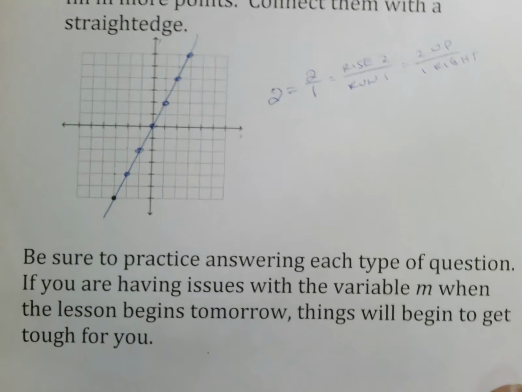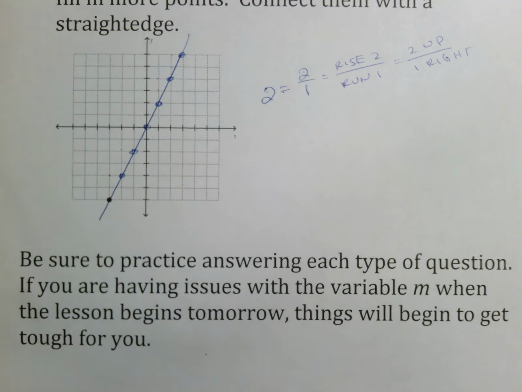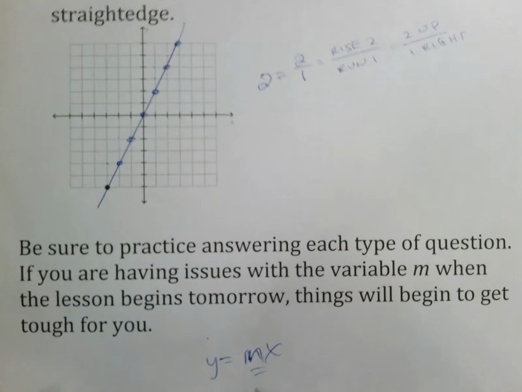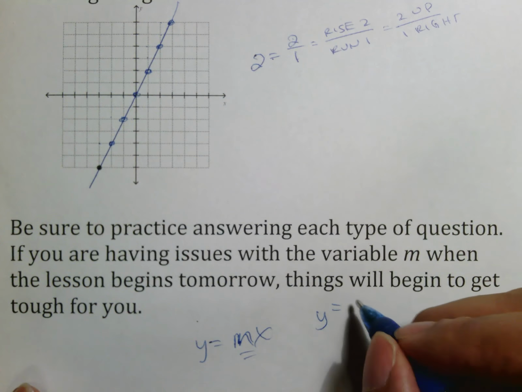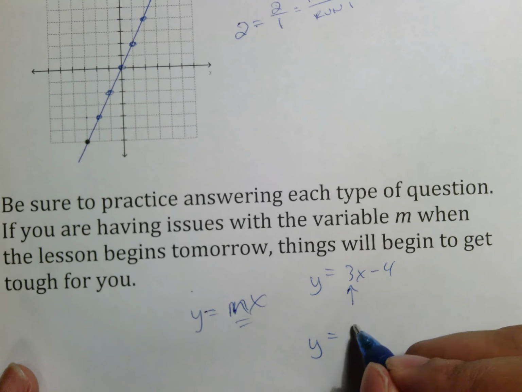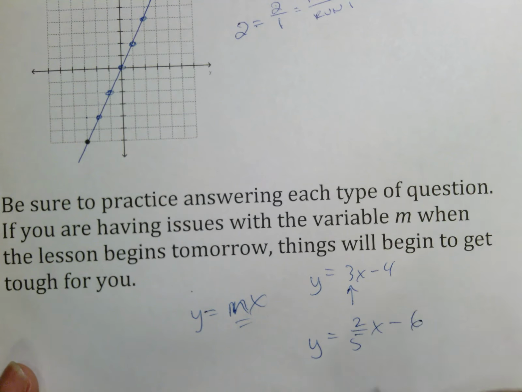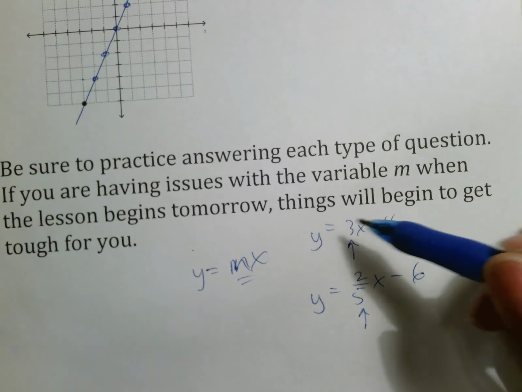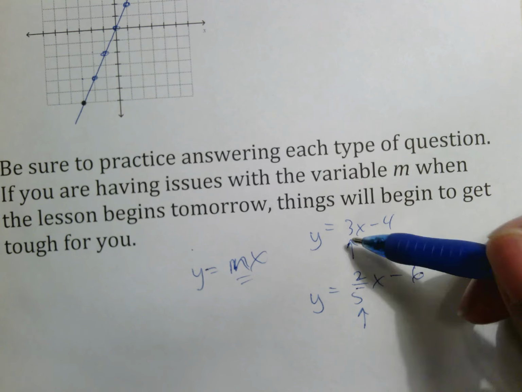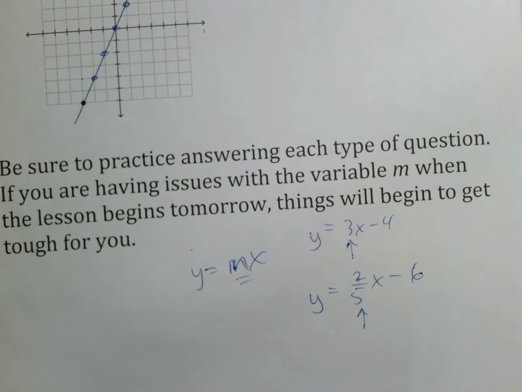So again, be sure to practice answering each type of question. If you're having any issues with the variable m, please understand that the lessons are going to start getting tough, so make sure that by the end of the day you understand what m is. You understand that m is attached to x, and that's whenever y is by itself, and that the number there represents your slope. So if I said what's the slope of an equation y equals 3x minus 4, your slope is 3. If I say what's the slope of y equals 2/5 x minus 6, your slope is 2/5. Again, your slope is attached to x all the time. That's your m. That's your b we'll talk about tomorrow, but for right now you're looking at just the slope and the number that's attached to x.